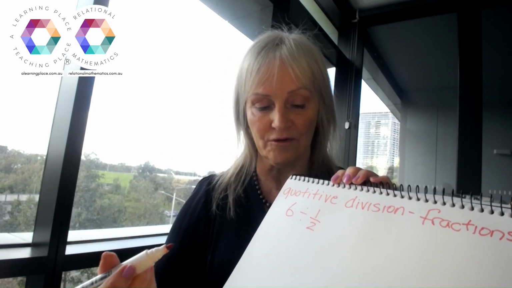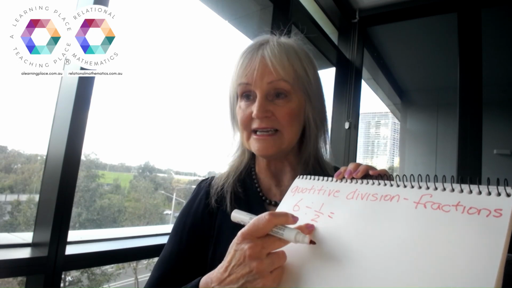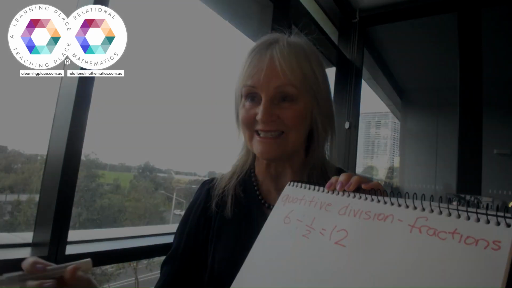So quotitive division means we are dividing into groups of. So when we have 6 divided by a half, we are dividing 6 into groups of a half. In other words, how many groups of a half are in 6? And there are 12 groups of a half in 6.